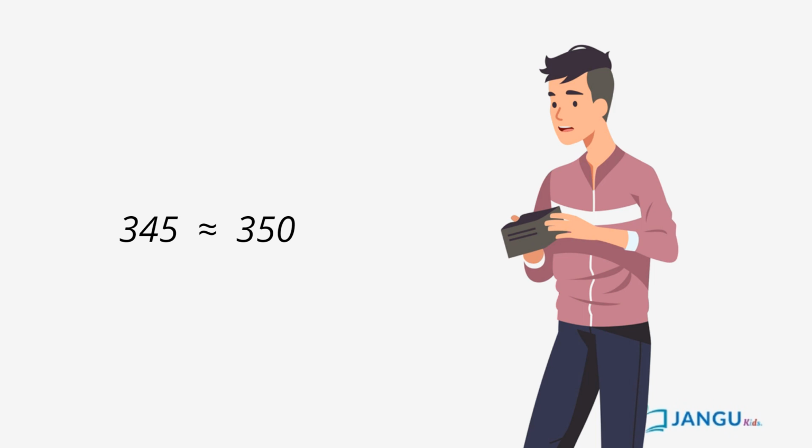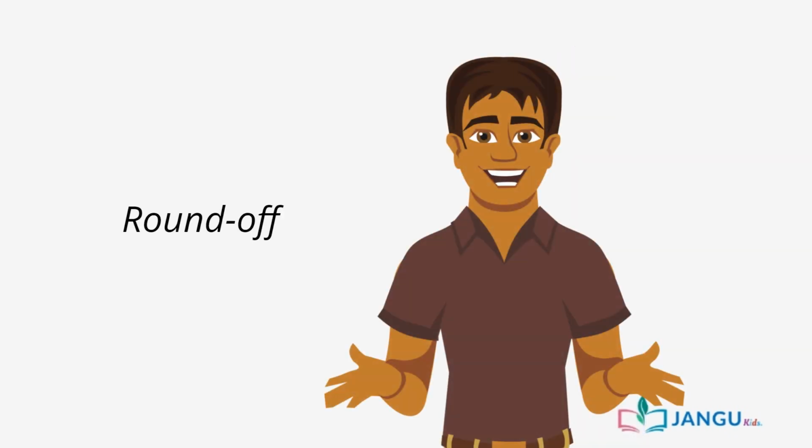When approximating, we use the word round off. This means to find the number closest to the original number, that is in the tens, hundreds or thousands. Let's look at some more examples.